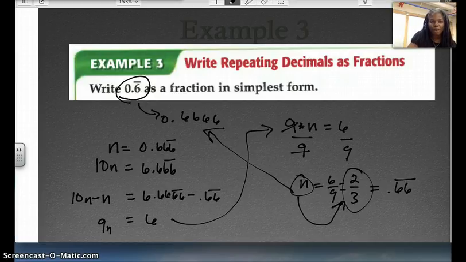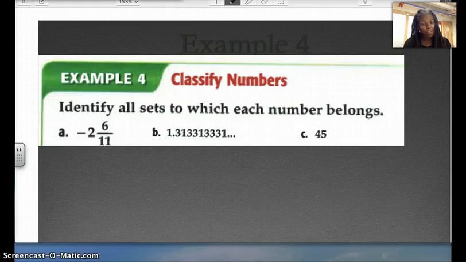We're going to go on to a couple more examples. Though example 4 is our last example, we have a few examples in here. So not a couple more, a few more. So let's go ahead and take a look. We're going to identify all sets to which each of these numbers belong.